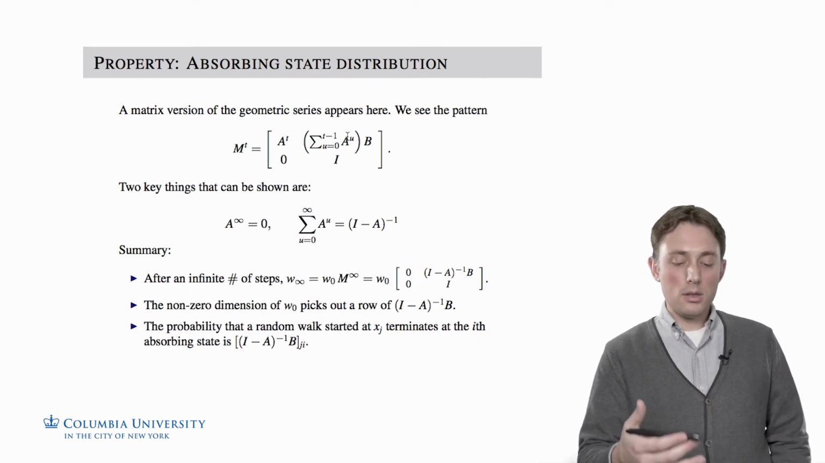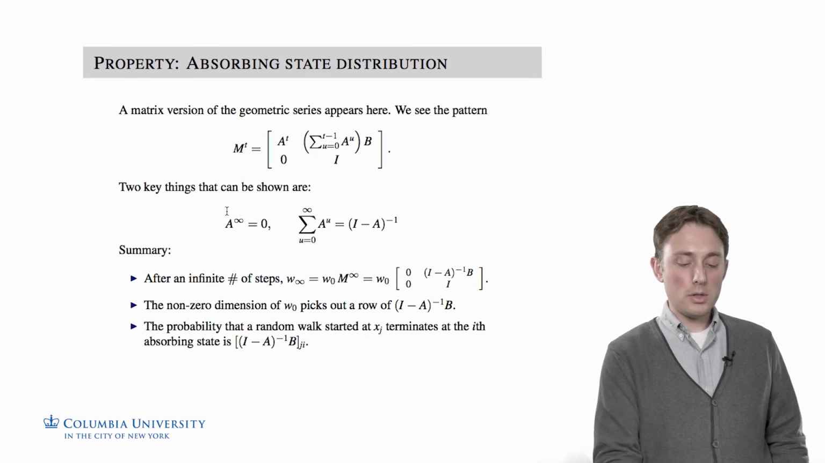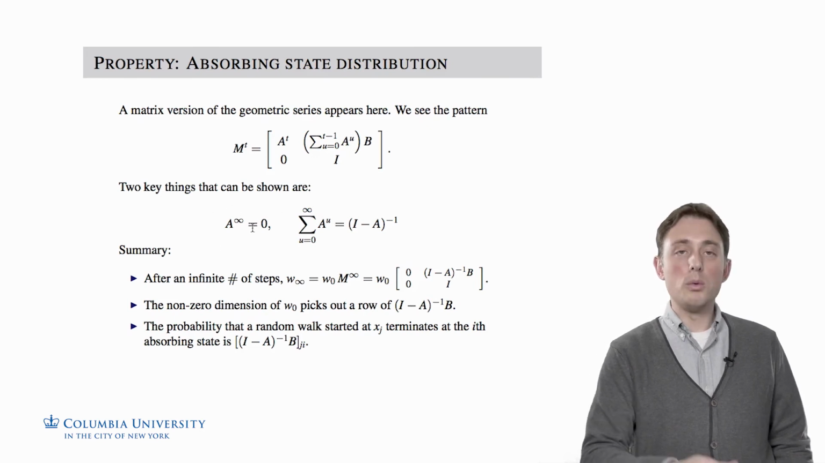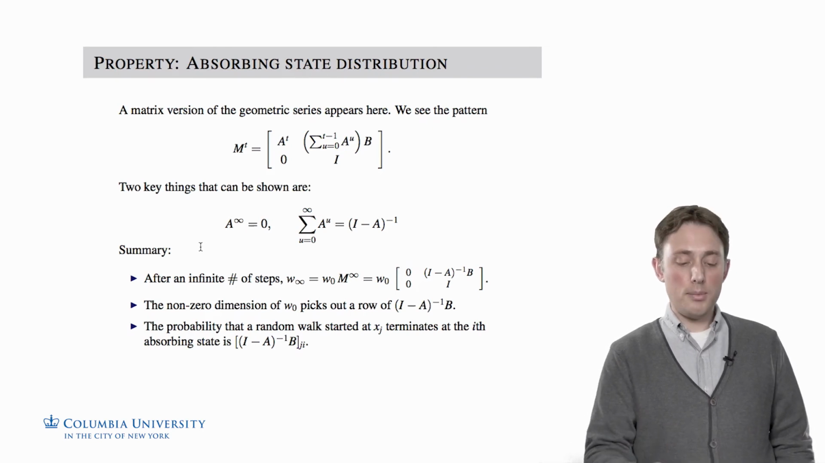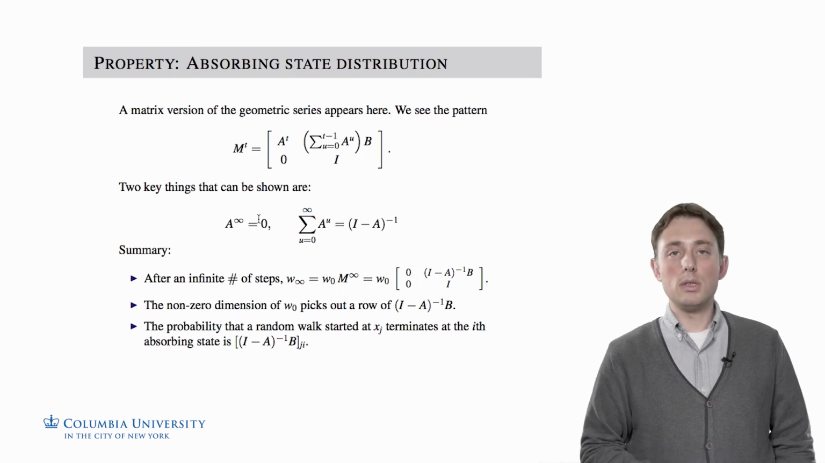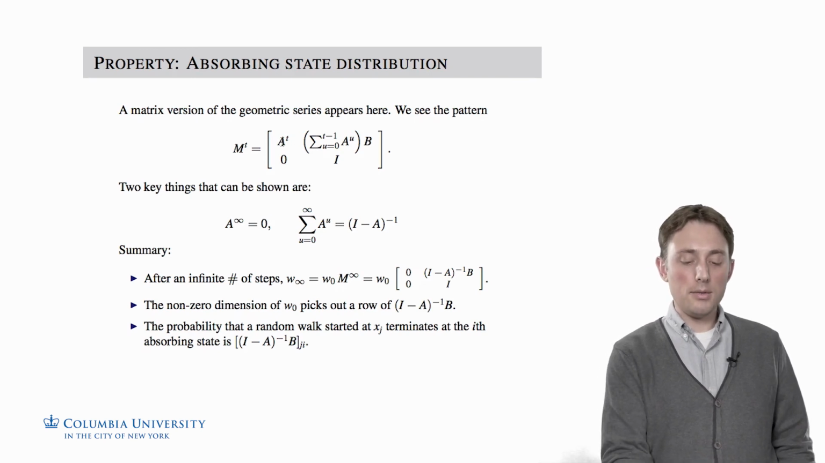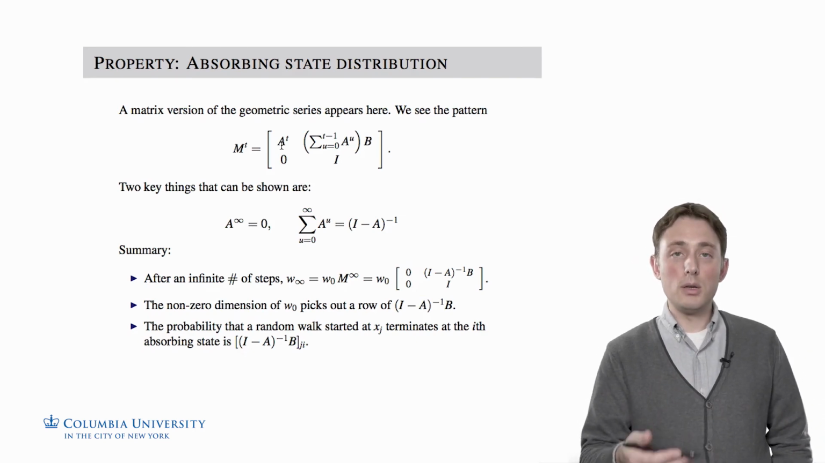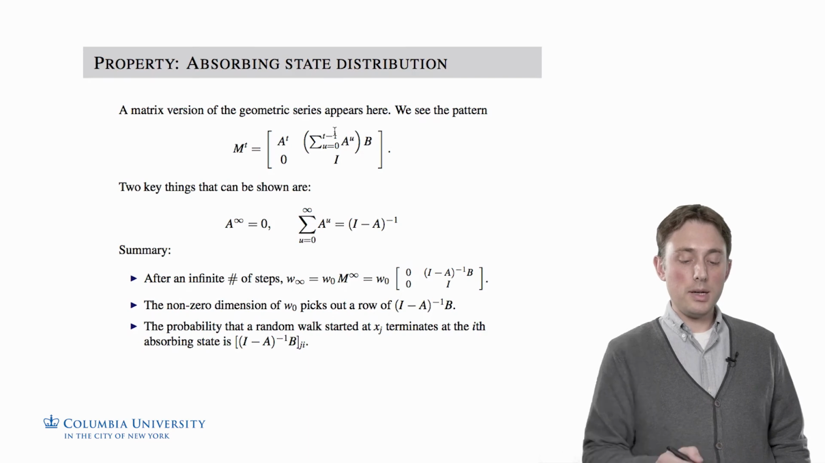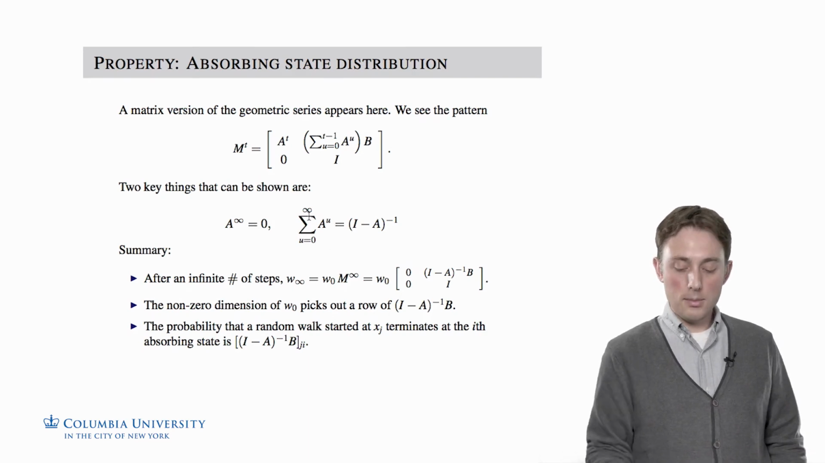Okay, so now we have two things that we can show. First, we won't prove it here, but we can show that as t goes to infinity, the matrix A raised to the power t is equal to 0. So the limit of this thing as t goes to infinity is the matrix of all zeros. And then finally, here's the matrix form of the geometric series. As t goes to infinity, this sum is equal to the identity matrix minus A, inverse.